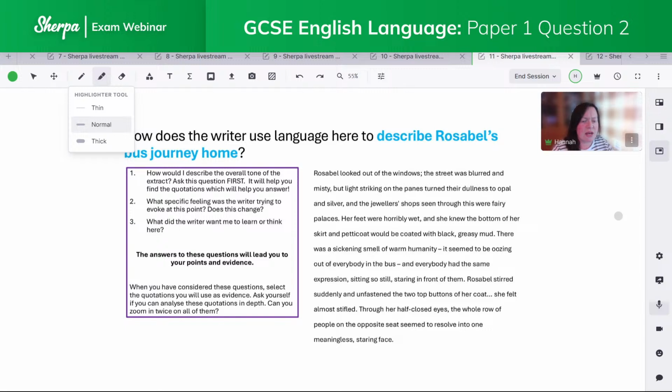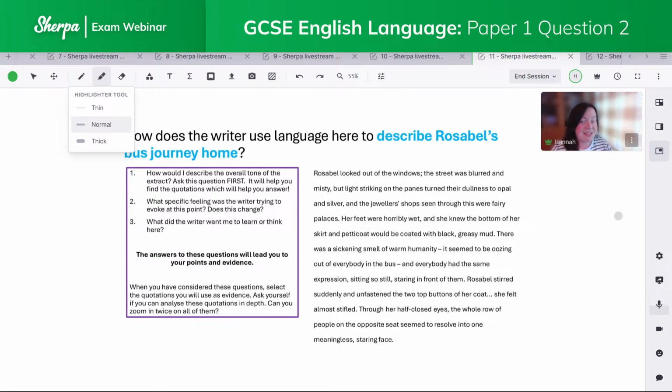Her feet were horribly wet, and she knew the bottom of her skirt and petticoat would be coated with black, greasy mud. There was a sickening smell of warm humanity. It seemed to be oozing out of everybody on the bus. And everybody had the same expression, sitting so still, staring in front of them. Rosabelle stirred suddenly and unfastened the top two buttons of her coat. She felt almost stifled. Through her half-closed eyes, the whole row of people on the opposite seat seemed to resolve into one meaningless, staring face.